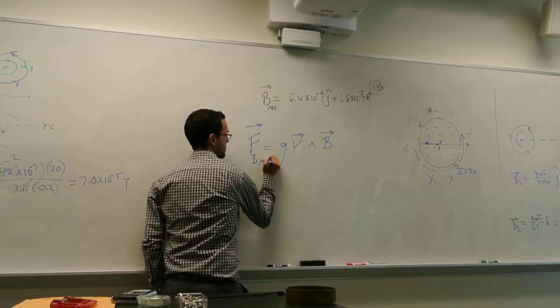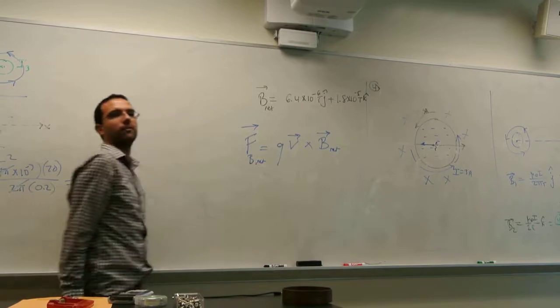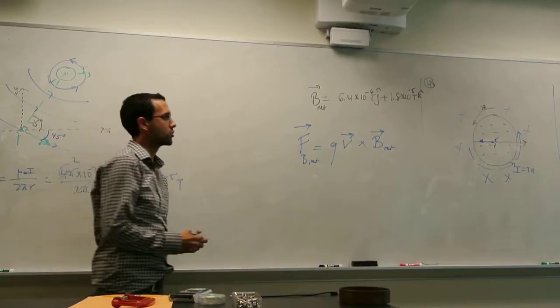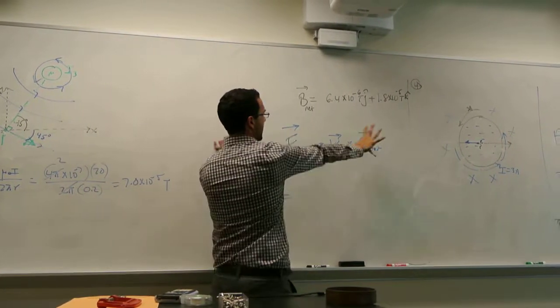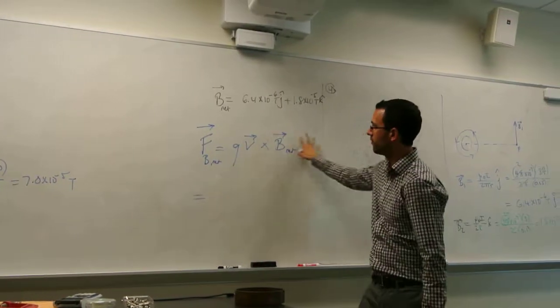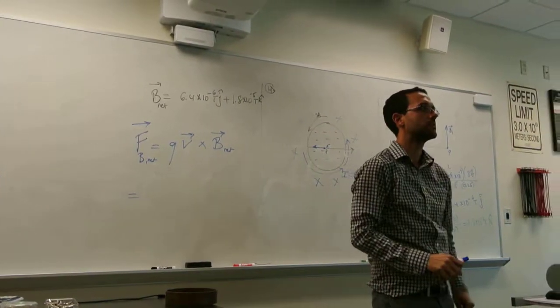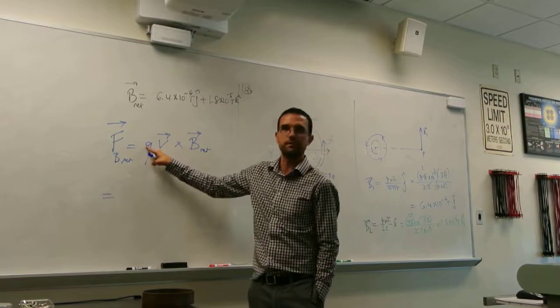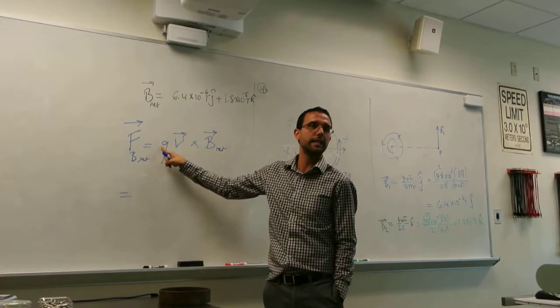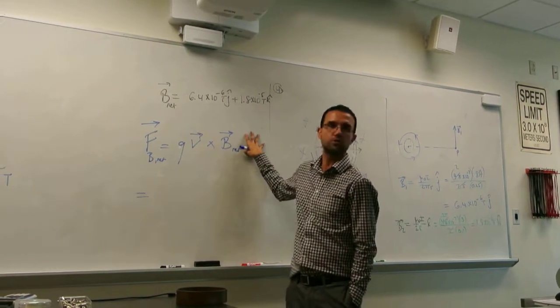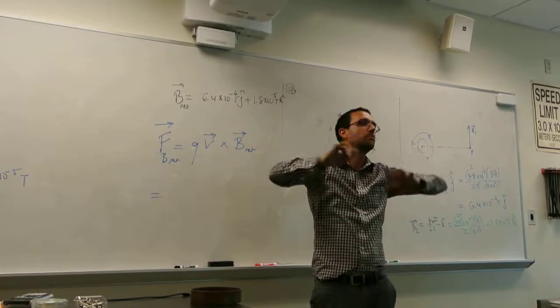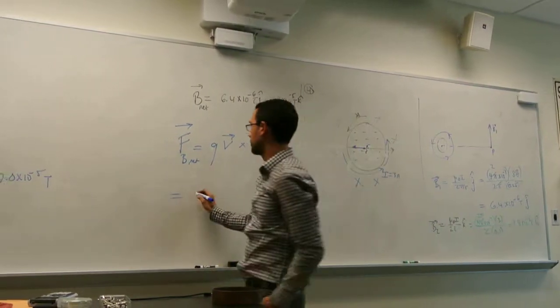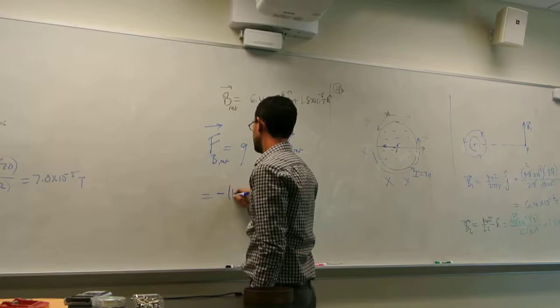Since this is using the net field, that's going to give me the net magnetic force on that charge. First off, this is not magnitude. Does everybody agree that this is the full equation without the magnitude? Everybody agree? So, it's an electron. Do I have to include the negative sign if this is not a magnitude equation? It's not the magnitude of F equals this, right? So I have to include the negative sign for the electron charge.